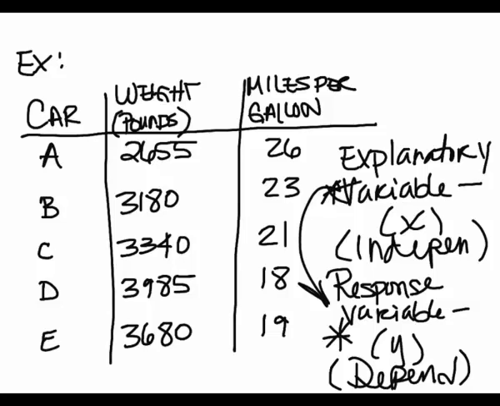Now, if you have a table, 99.999% of the time, the one on the left is always going to be your x value, and the one on the right is always going to be your y value.